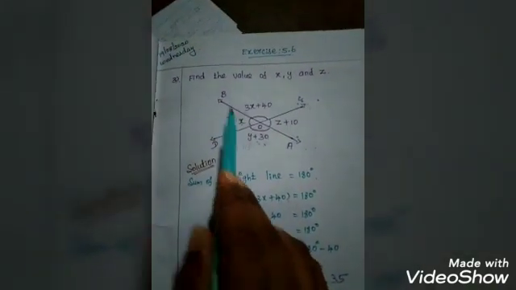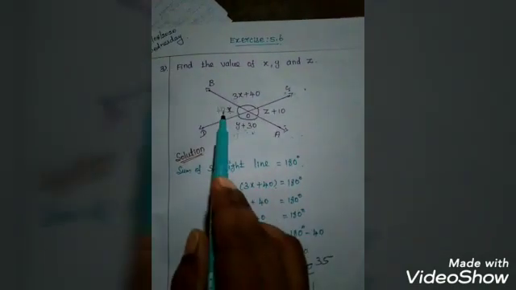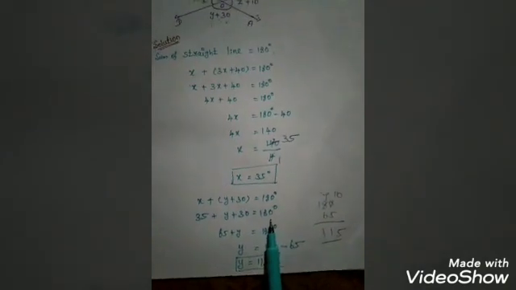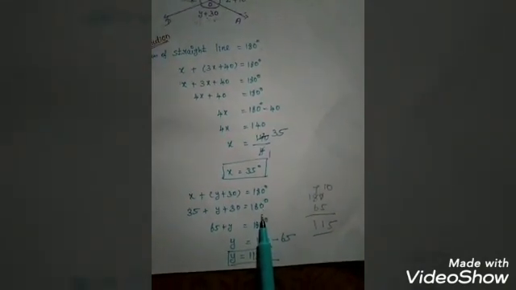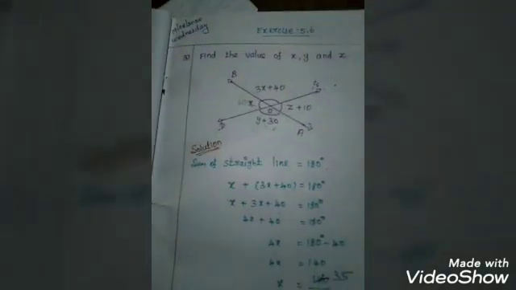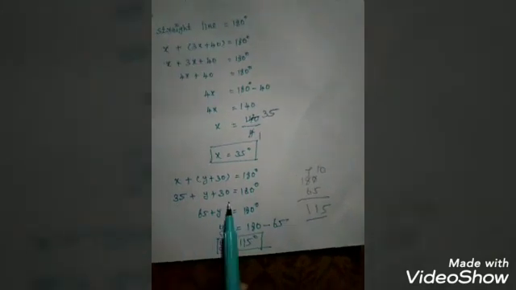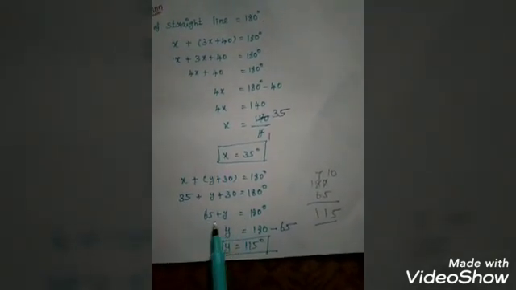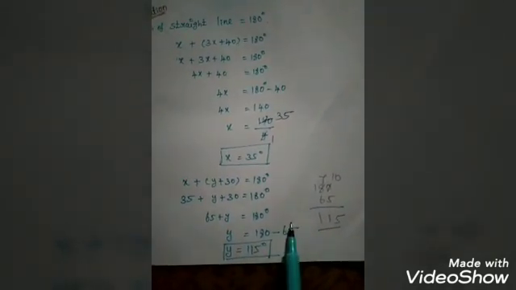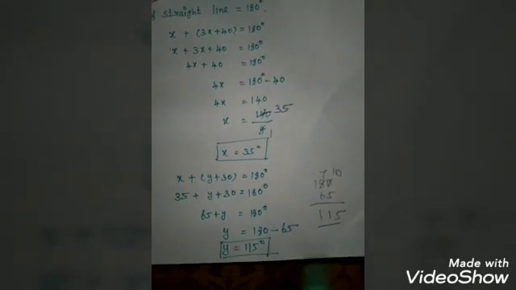Next one, value of y. Listen, this is the straight line. So add that: x plus y plus 30 equal to 180. Okay, sorry, value of x is 35. So add that: 35 plus 30 is 65 plus y. Here both are additions, so take opposite side, it is minus. 180 minus 65 is 115.